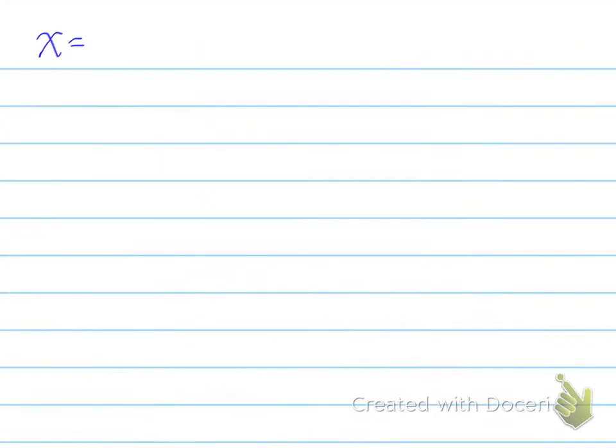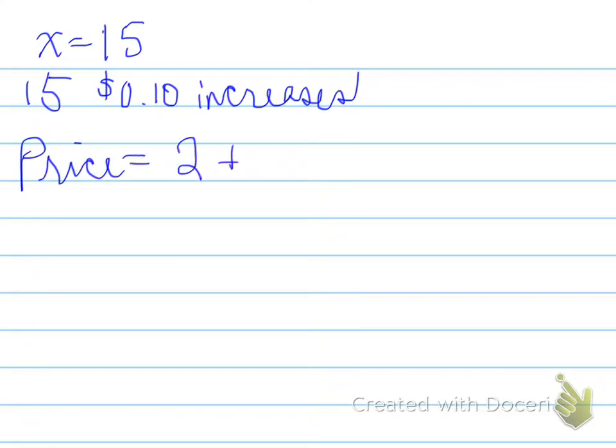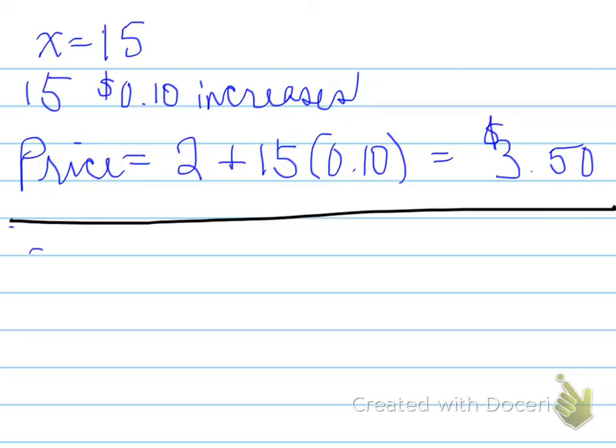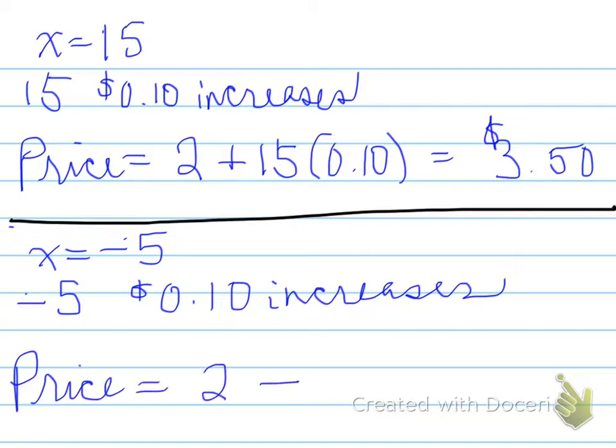So let's look at the numbers. x equals 15 means the price is going to be 15 10-cent increases. So the price is going to be $3.50. If we have x equals negative 5, that means we have negative 5 10-cent increases. That means our price is actually going to go down 5 10-cent increases, which is 50 cents, and the price is going to be $1.50.